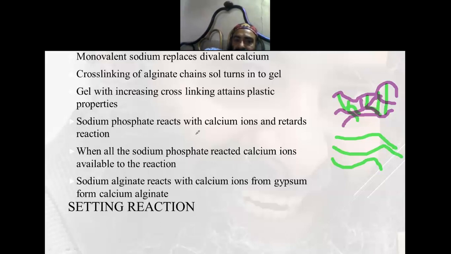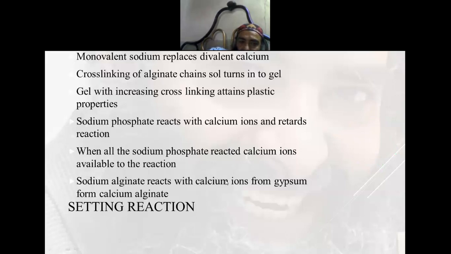Now sodium phosphate reacts with calcium ions and retards the reaction. Sodium phosphate reacts with calcium ions and stops its reaction from happening. When all the trisodium phosphate has reacted with the calcium ions available, sodium alginate reacts with calcium ions from gypsum to form calcium alginate. This is the setting reaction.